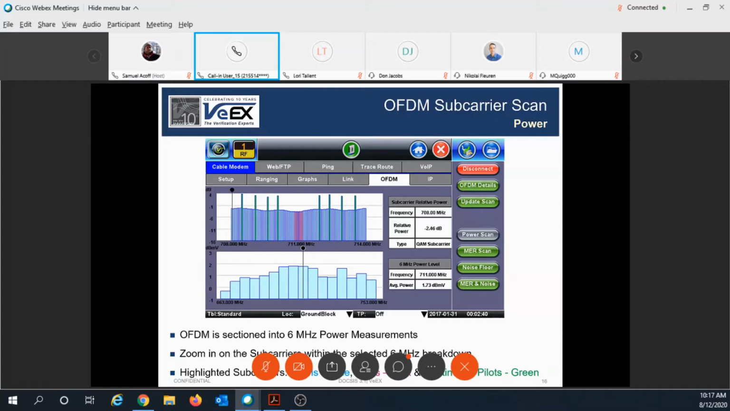Power has a scale over to the left. This is 1 dB per division, so it looks actually a little worse than it really is. Not a whole bunch of deviation there, but you can see how flat the power is across the entire OFDM carrier. Where it starts to get interesting is MER.